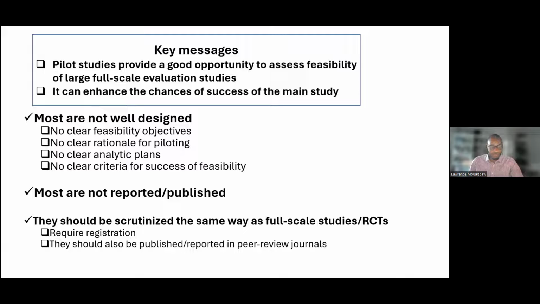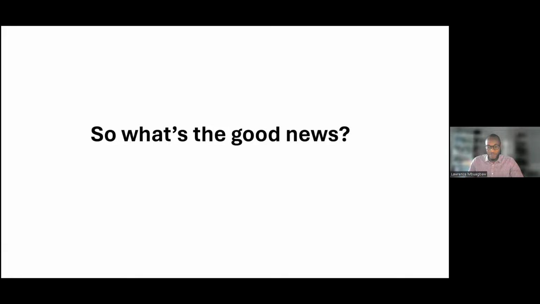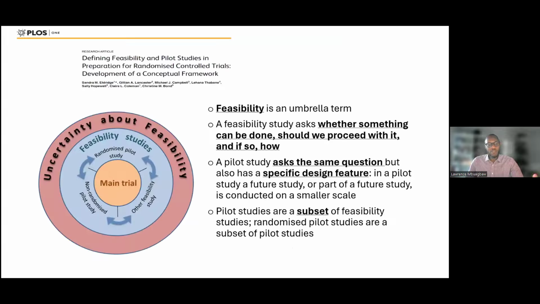So I have presented a rather dire picture, but there's some good news, right? There is a great framework for understanding the difference between pilot and feasibility studies. So feasibility is an umbrella term which relates to asking whether something can be done, whether it should be done, and how, right? And then the pilot study asks the same question, but it also has a specific design feature.